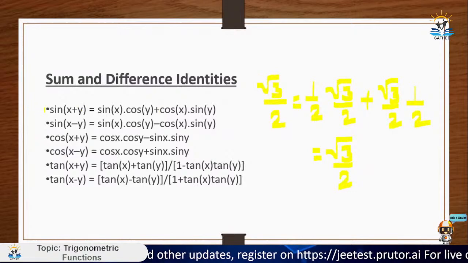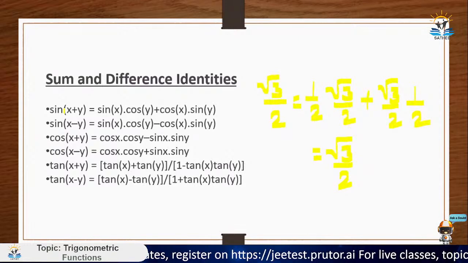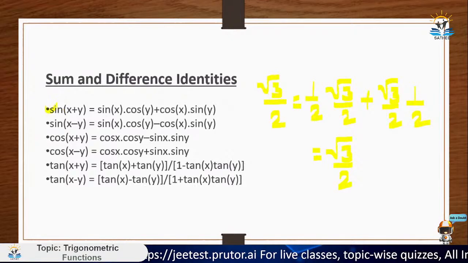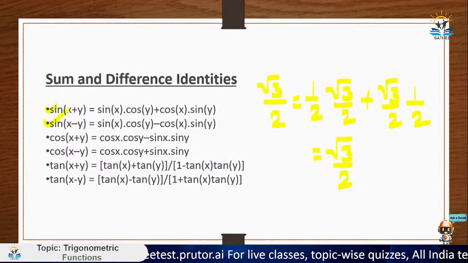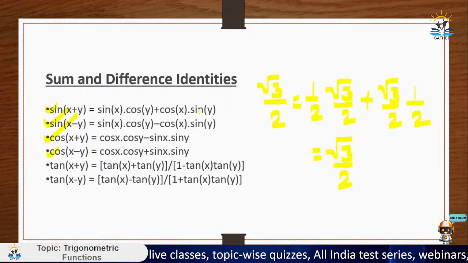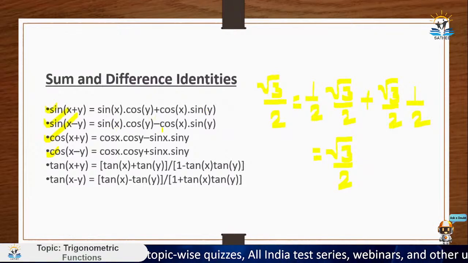Basically, these are sum and difference identities. We use this type of identities when we want to convert sum to product form and product to sum form. So I know there are many formulas, but trigonometry is nothing but formulas only. So you have to learn all these. Sine of x plus y is equal to sin x cos y plus cos x sin y. Sine of x minus y is equal to sin x cos y minus cos x sin y.